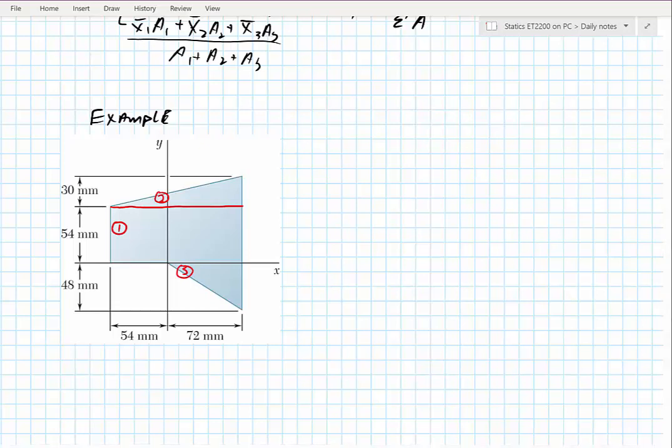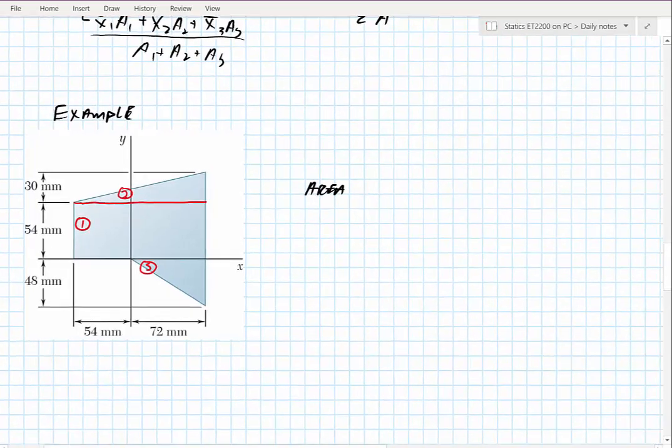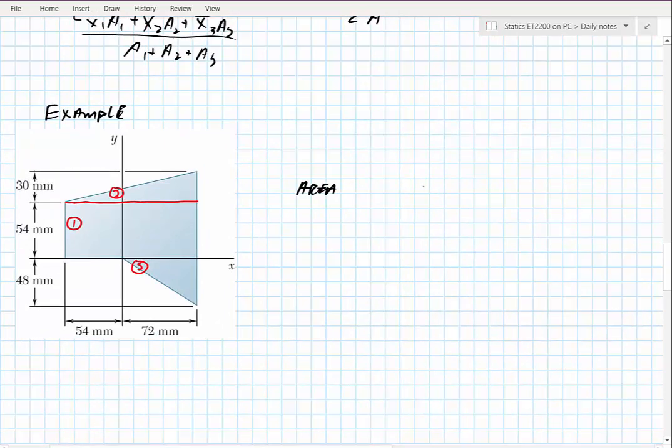And I'm going to create a little table to help keep it all straight. So I'm going to have the area of each shape, and give myself plenty of room. I also want to find the X bar for each shape, the Y bar for each shape.